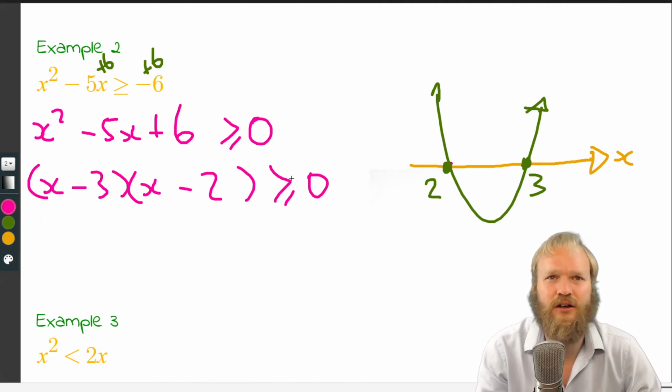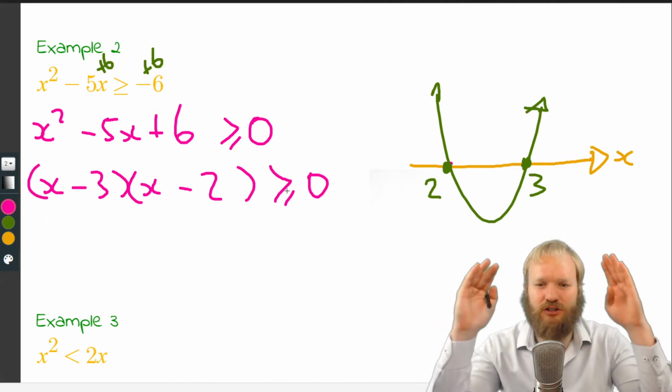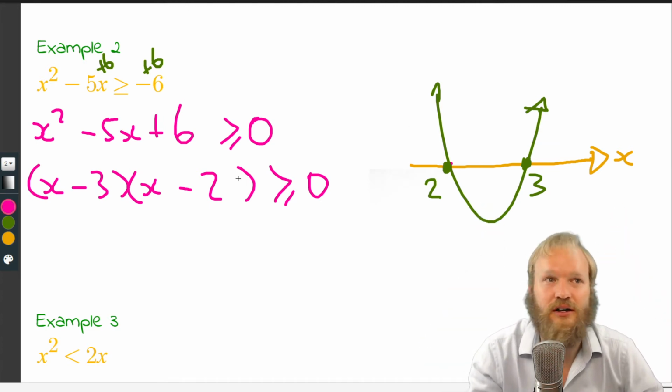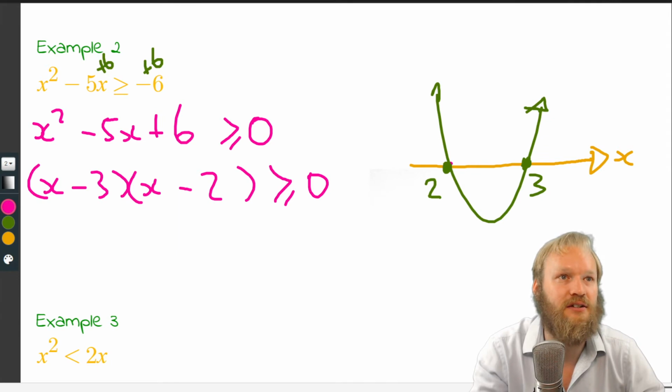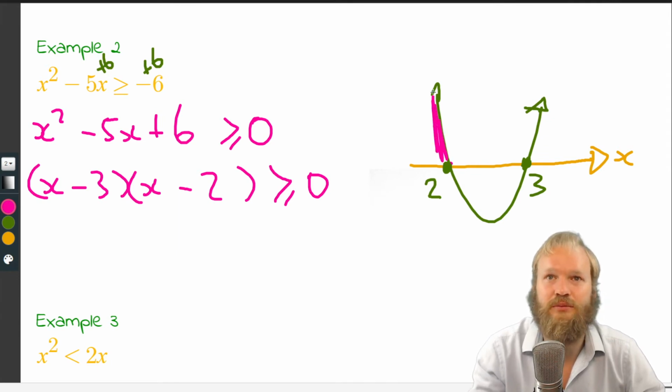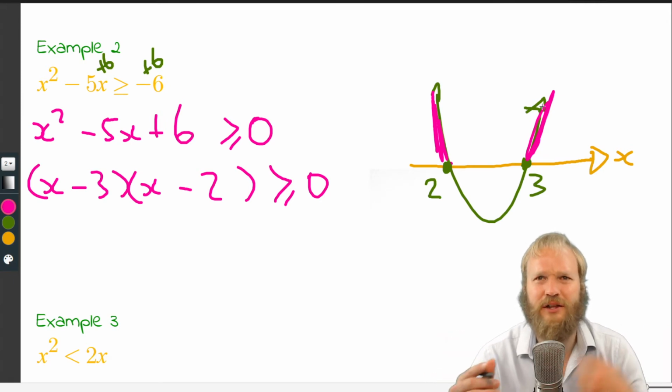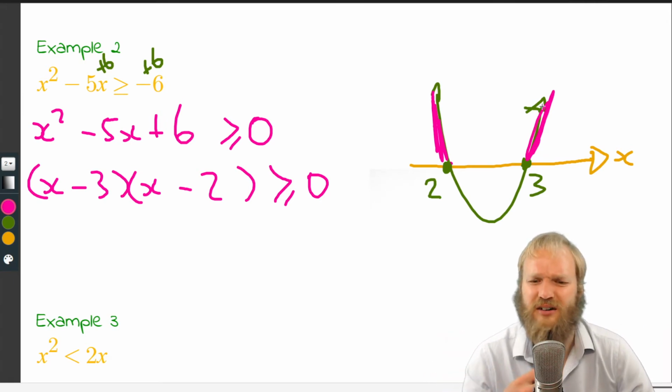And this time we're looking for when it's greater than or equal to 0. So when is it above the x-axis? Again, if I highlight it, it's this part up here and this part up here. Now we just need to describe that mathematically. Do you have an idea of how you might describe that highlighted pink bit?